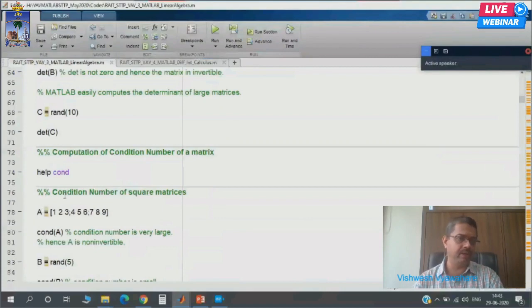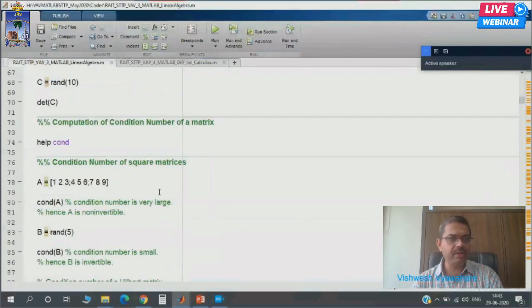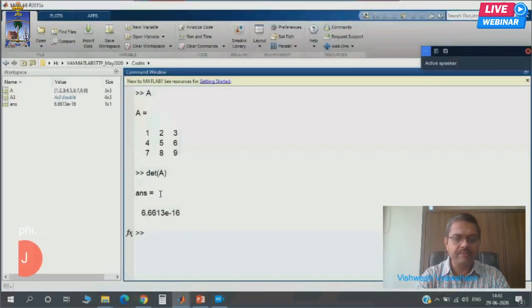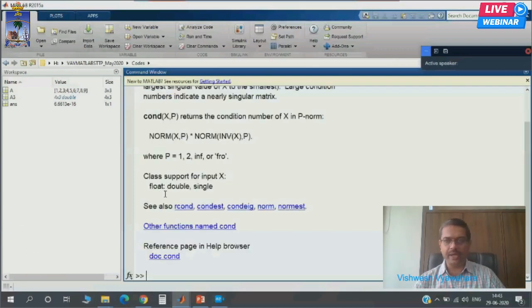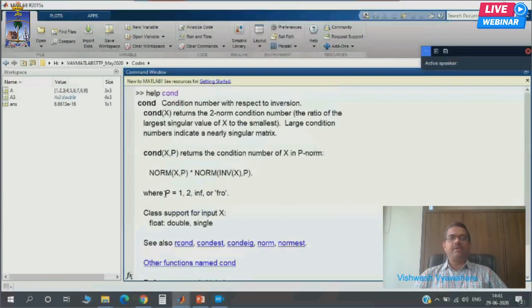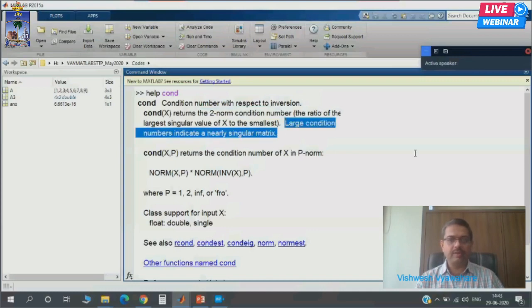Next is the condition number. What is the condition number? Let us check the command help cond. Condition number with respect to inversion. So cond(X) returns the 2-norm condition number. MATLAB has also given the definition: the ratio of the largest singular value of X to the smallest singular value. Then it gives one sentence, that large condition numbers indicate a nearly singular matrix.